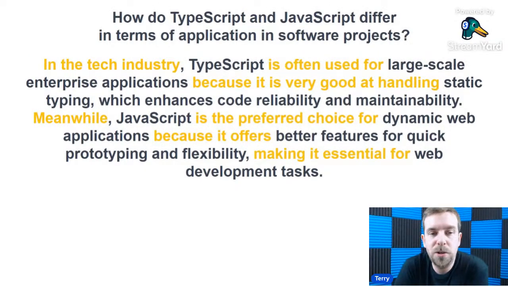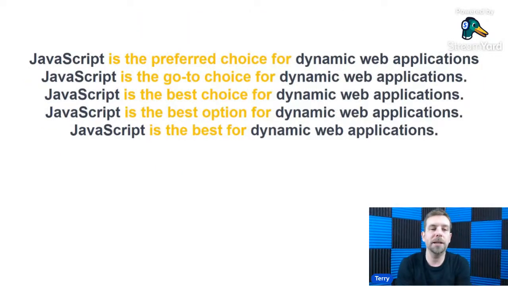And this is a case where you will replace or substitute your answers. So maybe you're comparing React and Angular, or maybe you're comparing iOS and Windows and Linux, or Mac systems. So as we look at here, the way to say it's the number one, right? So you can say JavaScript is the preferred choice for dynamic web applications.